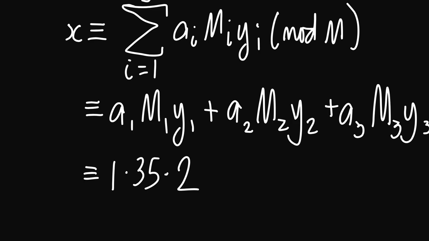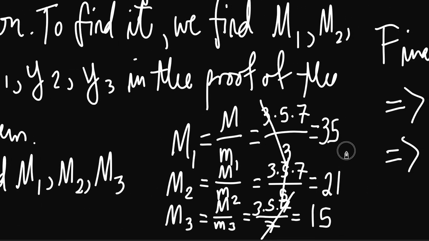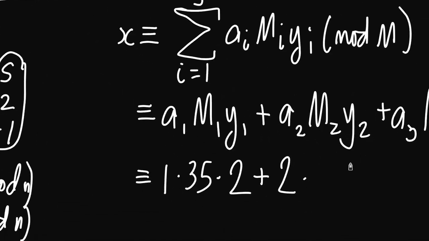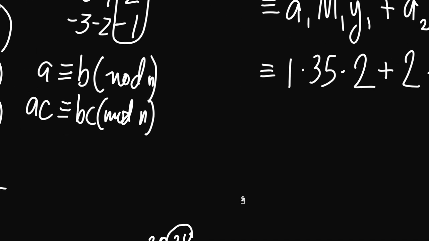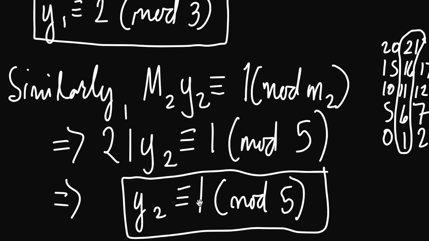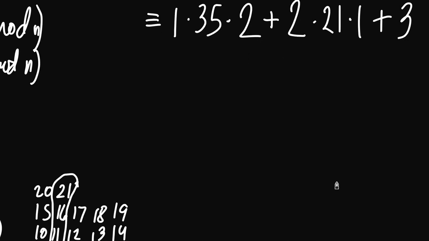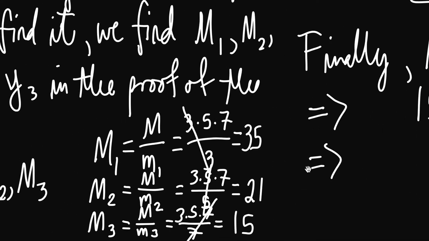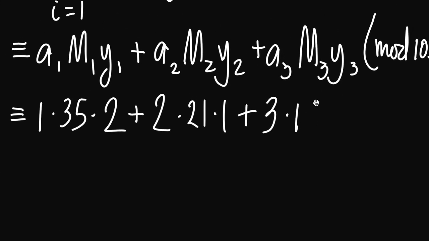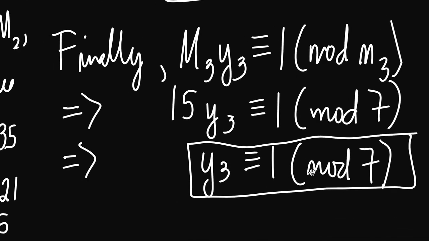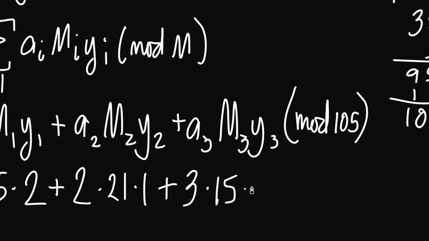Okay, next is our A sub 2, that's the second one, times our M sub 2. M sub 2 is equal to 21, as you can see here. Input 21. Y sub 2 is equal to positive 1 here, congruent to positive 1, so put positive 1 there. A sub 3 is a 3, this is the third one. So M sub 3 is equal to 15, as we have solved, so times 15. And Y sub 3 is just equal to 1. So we put times 1 here. All in the universe of mod 105, the big M.